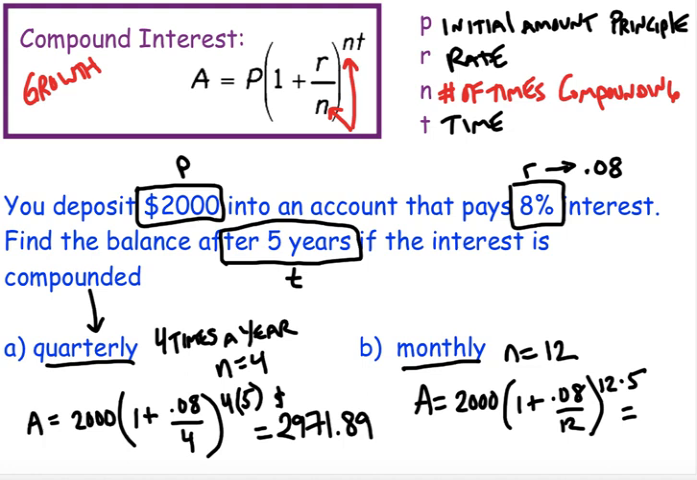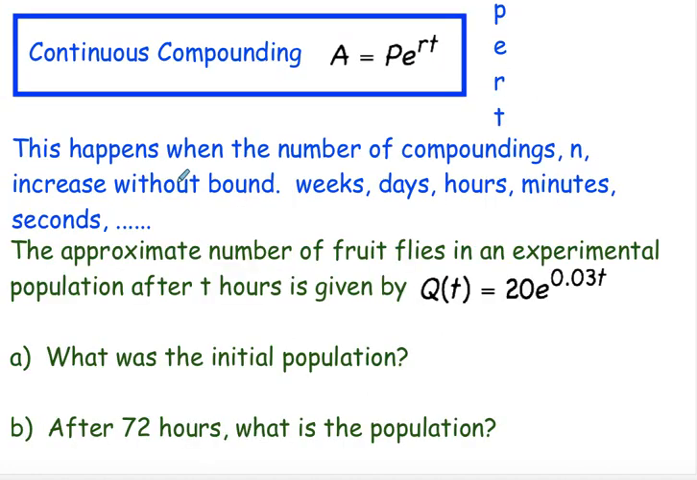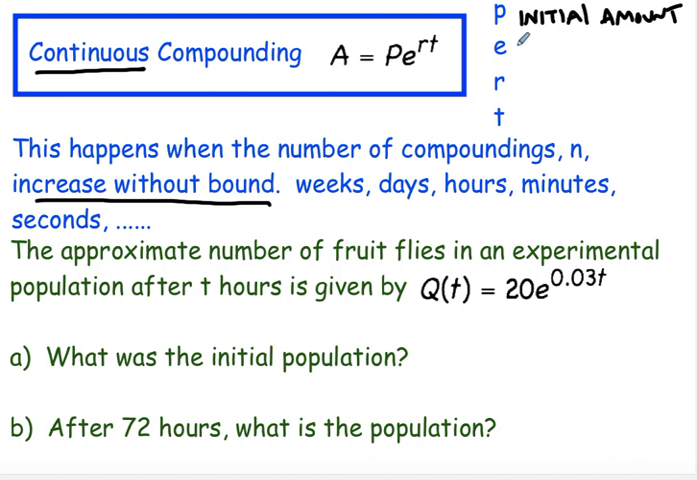Okay, next kind is continuous compounding. So you will see the word continuous in the problem. So this means that it's increasing without bound. It's just constantly happening, constantly growing. So P is still the initial amount. E is the number e, 2.718... You've got an E button in your calculator that you should use. R is the rate and T is the time.